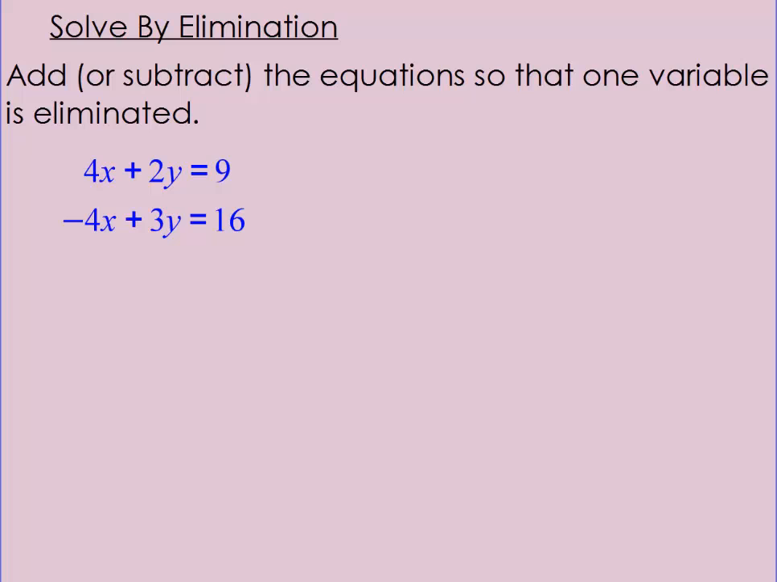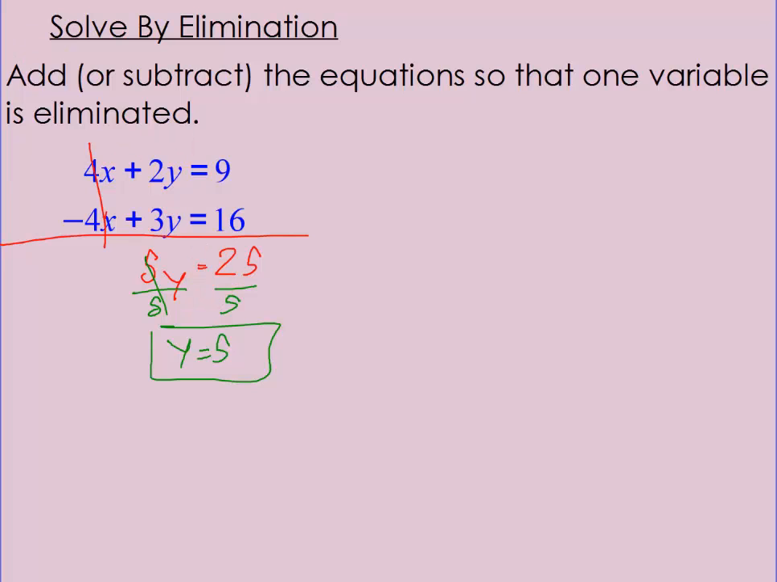All right. Another way to solve is by elimination. This is when you add or subtract the equations so one variable is eliminated. In this case, if I add both these equations up, and they're all lined up with the variables, 4x minus 4x cancels. 2y plus 3y is going to be 5y, equals 9 plus 16 is 25. So to isolate the variable y, I divide by 5 on both sides, and you're going to get y equals 5. So that's the first part.